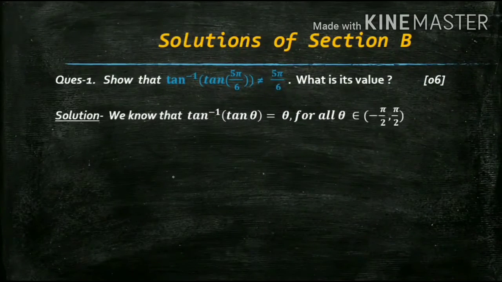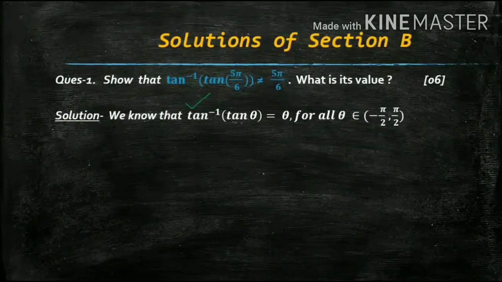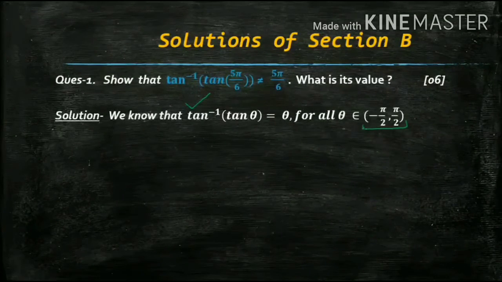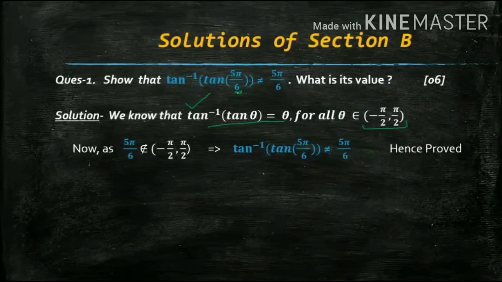Let's see. Firstly, whenever you see this tan inverse of tan form, you remember this formula, that tan inverse of tan theta equals theta whenever theta belongs to the interval closed-open minus pi by 2, pi by 2, right? I told you how to remember this. So you remember that it is equal to theta only when theta belongs to this. Now 5 pi by 6 is nothing but what? It belongs to the second quadrant. I told you how to check it, right?